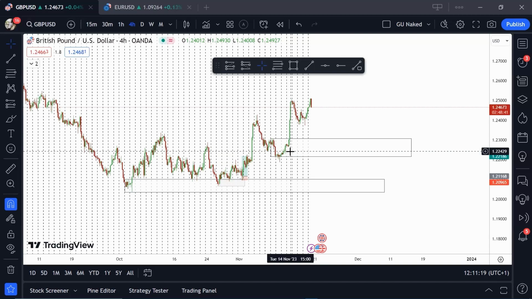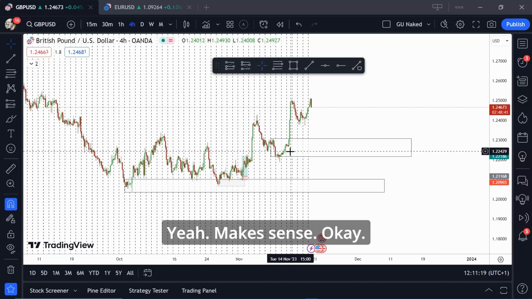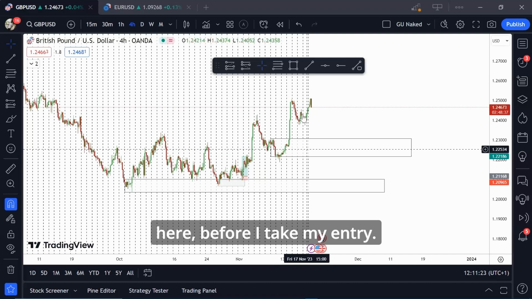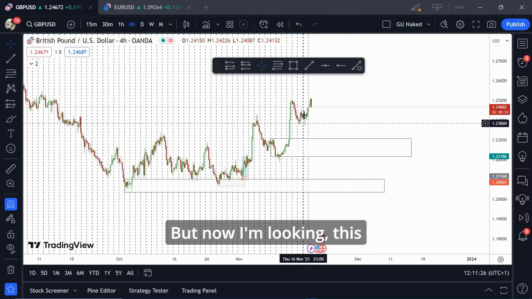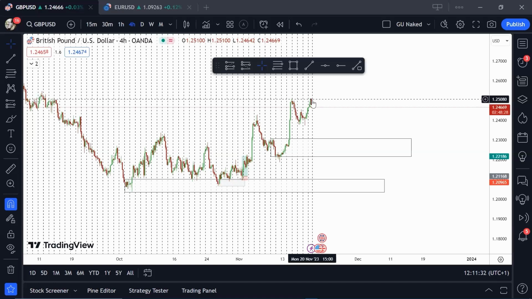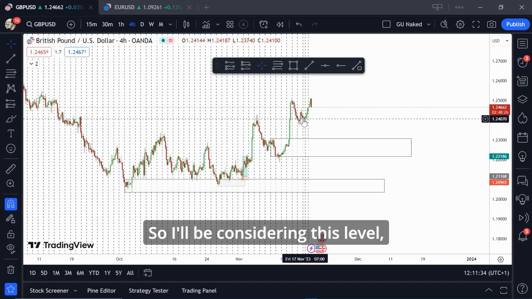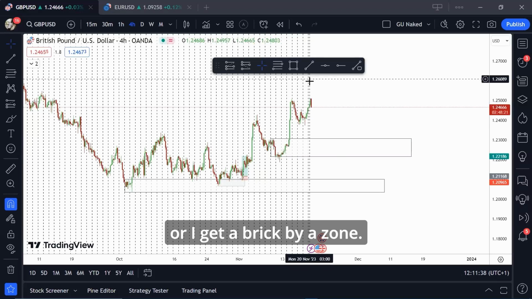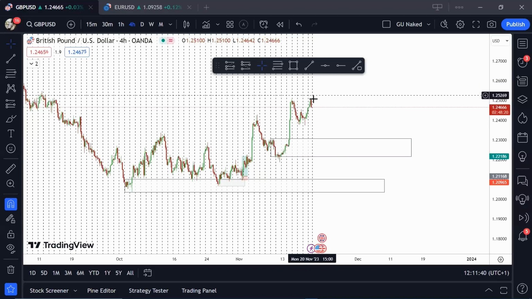So I'm still sitting on my hands, till I get a pullback to this zone here before I take my entry. But now I'm looking, this area is still of interest. If I get a break upward here, I'll be considering this level. But for now, I'm still waiting for it to get to the zone, or for a break higher. So that's basically how I do my thing.